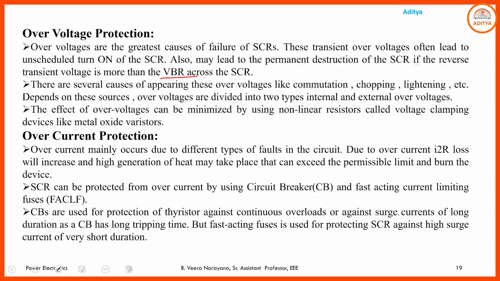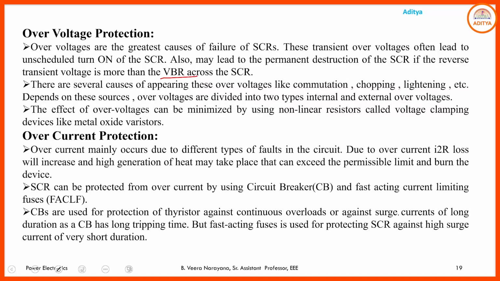And there are several causes for these over voltages, like commutation, chopping, lightning effects, or in rainy seasons. Due to these abnormal operating conditions, the transient voltages take place. Depending on the sources, over voltages are divided into two types: internal over voltages and external over voltages. The effects of the over voltages can be minimized by using non-linear resistors called voltage clamping devices, like metal oxide varistors, which you must keep in the circuit.